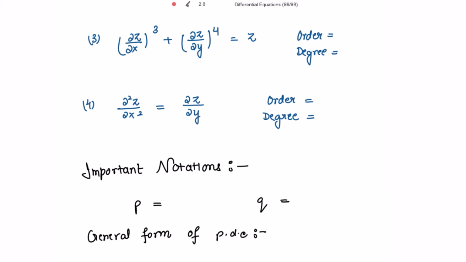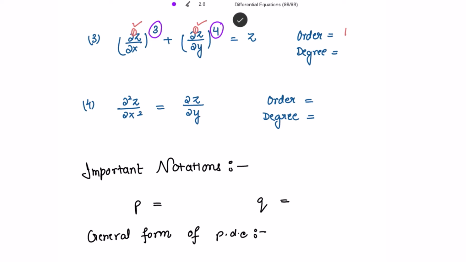Then in the third equation, the order is 1. We have to take the highest of these two, but both are same. So the order is 1. First term is having the exponent 3, second term is having the exponent 4.